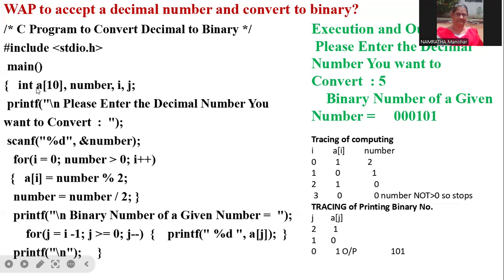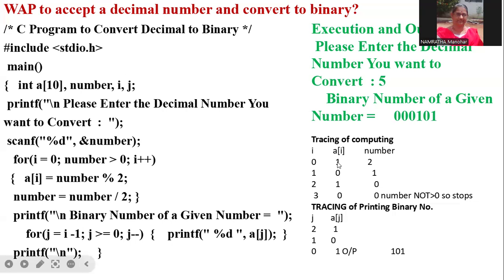Now, main, int, I'm having an array a of size 10, num, i, j. So printf: please enter a decimal number you want to convert. I'm accepting the number with scanf, ampersand num. For i is equal to 0, num greater than 0, i plus plus. Unless you know the logic, you can't write this line. So first, understanding your logic is very important to write this particular for loop line. So a of i is equal to num mod 2, the remainder. i is initially 0 here.